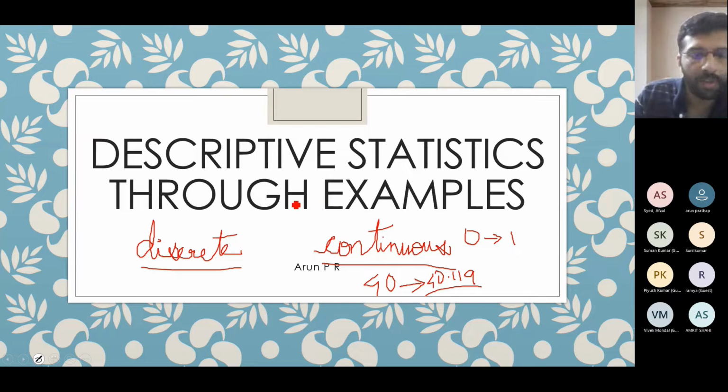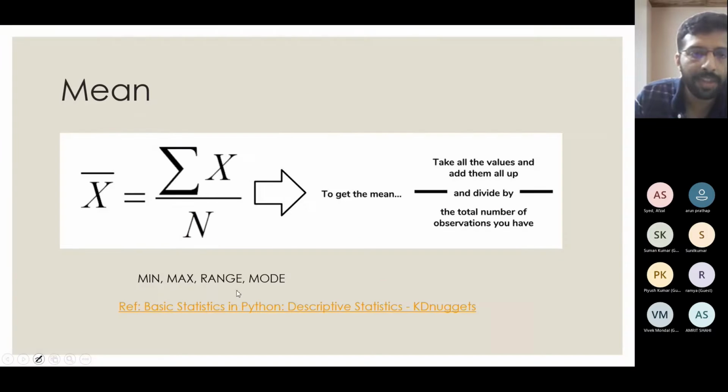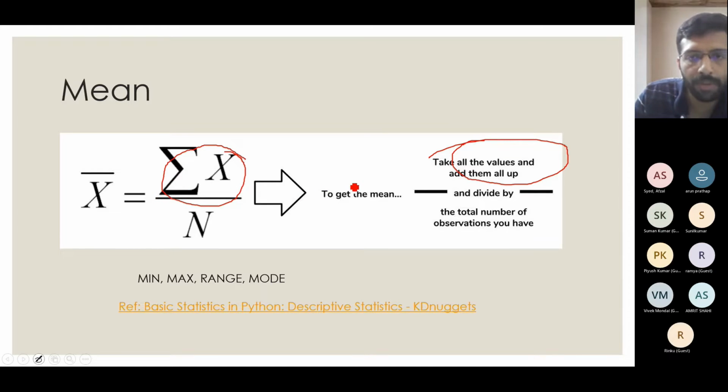So now we will go to the first example. The first thing that we saw in the previous session was mean. As we learned, capital sigma stands for summation, so summation of all the data points. Take all the values and add them all up. Then you have to divide it by the total number of observations.